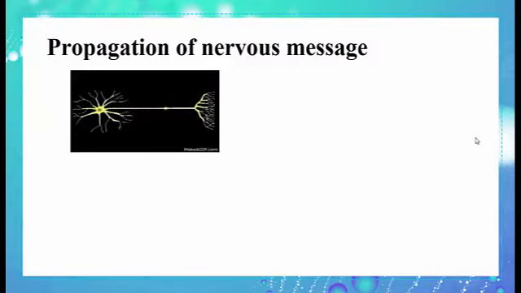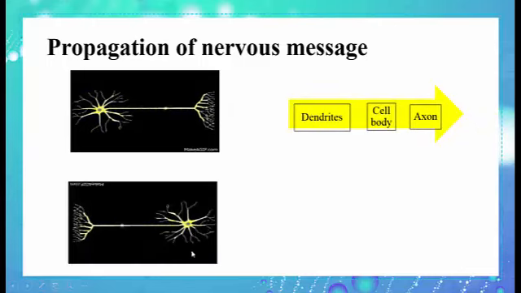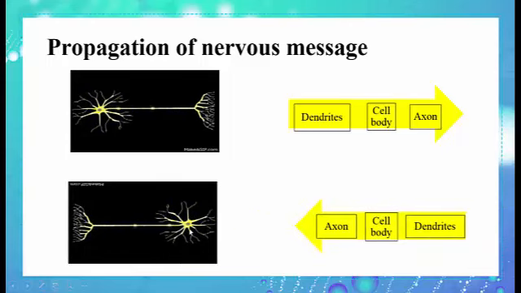The propagation of the nervous message: if we look at this figure, the nervous message goes from the dendrites to the cell body to the axon. If we invert the figure, it's the same. The nervous message propagates from the dendrites to the cell body to the axon. Always in one direction: dendrites to the cell body to the axon.